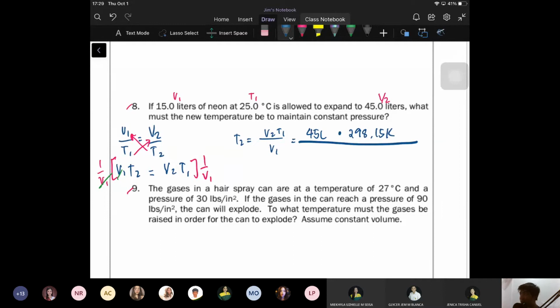And then volume 1. What's the volume 1? That's 15 liters now. So basically, multiply mo lang pala siya sa 3, no? Okay, so the final temperature would be 894.45 Kelvin, or kung gusto ko ng Celsius, you just deduct 273.15 to it, no? That's 621.3 degrees Celsius. Okay, so ganun lang.